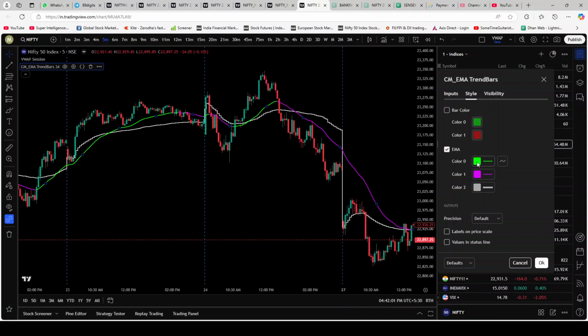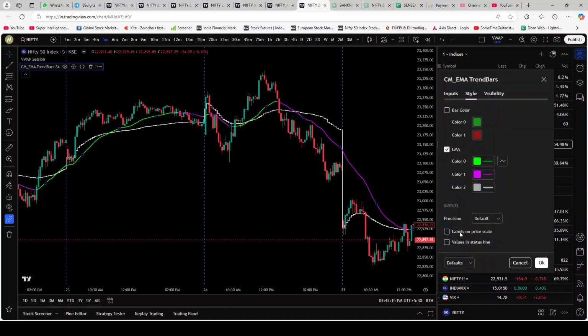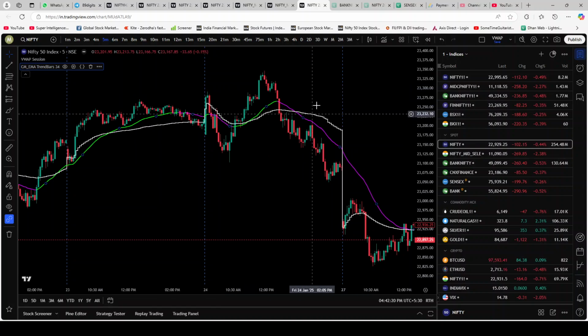And this EMA generally comes with normal green and normal red. I have made it fluorescent green and kind of a bright purple. All right, because that's the way I like seeing them. It's more visible to me. Input section by default is 34. I have not changed it. At the bottom, these two I have unticked. That's it. So this customization of color shift and all, you will not get on a normal trading platform.